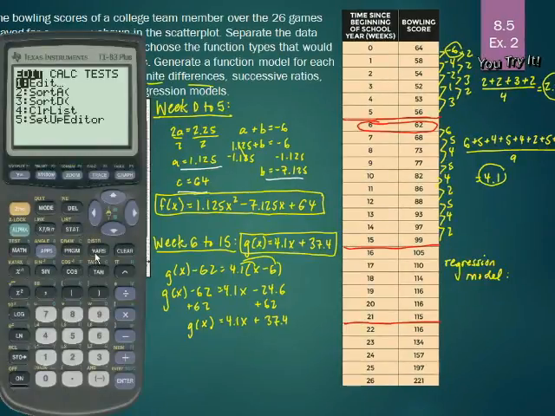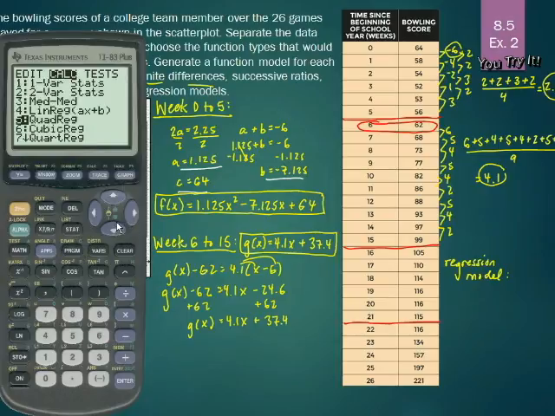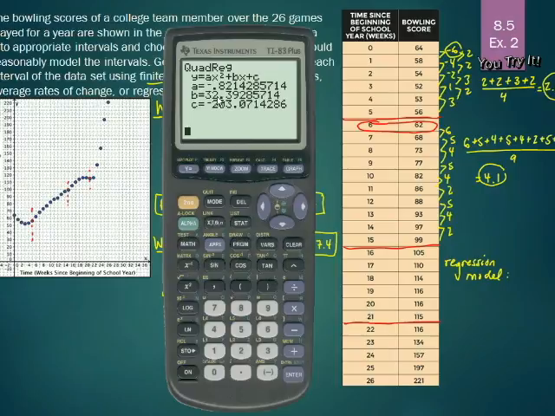And so if you go to Stat and then Edit, and then in List 1, we'll go ahead and put in the numbers 16 through 21, and List 2, we'll put in 105 through 115. And so now we can press Stat, and then Calc, and then go down to Quadratic Regression, since this interval looks like it could be a parabola that's facing downward, and then press Enter.